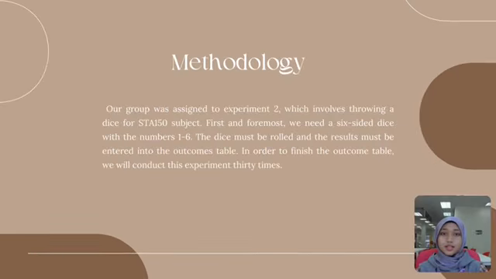Methodology. Our group was assigned to experiment 2, which involves throwing a dice for the STA150 subject. First and foremost, we need a 6-sided dice with the numbers 1 to 6. The dice must be rolled and the result must be entered into the outcomes table. In order to finish the outcome table, we will conduct this experiment 30 times.